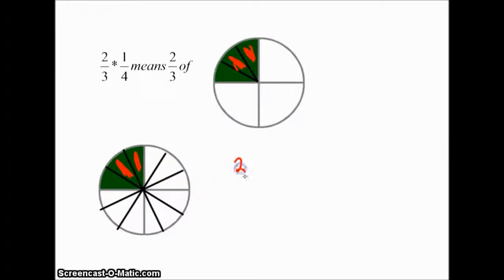we have 2 sections out of how many total? 1, 2, 3, 4, 5, 6, 7, 8, 9, 10, 11, 12. We'll simplify later, but for right now we're taking 2/3 and we're multiplying by 1/4 and we get our answer of 2/12.